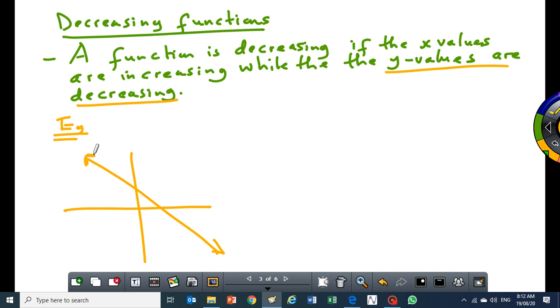So this straight line which has a negative gradient is slanting to the left. Okay? So as the x values increase, the y values, okay? Remember the y values, when we are talking about the y values, we start from the left. Okay? So in this case now, we start from here.